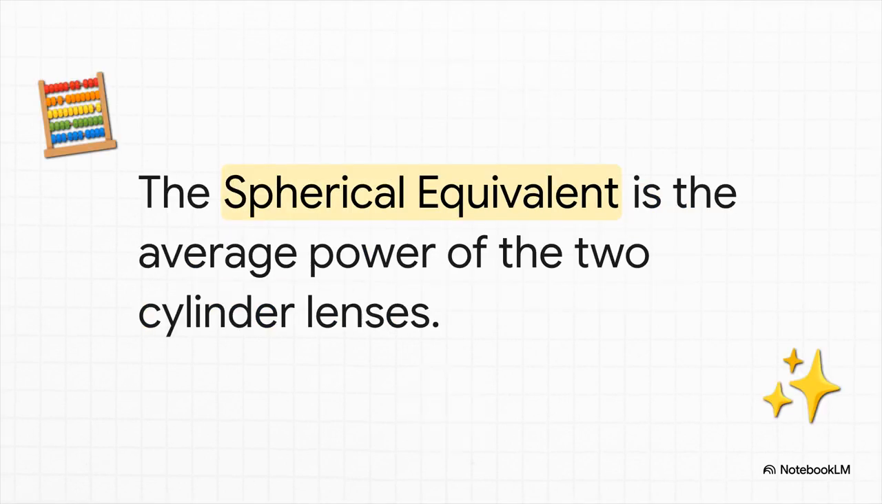The power is plus 1.5 diopters. Clinically, we call this the spherical equivalent. The crucial takeaway here is that the spherical equivalent is, quite simply, the average power of the two cylinder lenses. We just took our plus 1D and our plus 2D, averaged them out, and got plus 1.50D. And this brilliantly illustrates how a spherocylindrical lens focuses light on average. At this specific point, it behaves just like a plus 1.50 spherical lens.